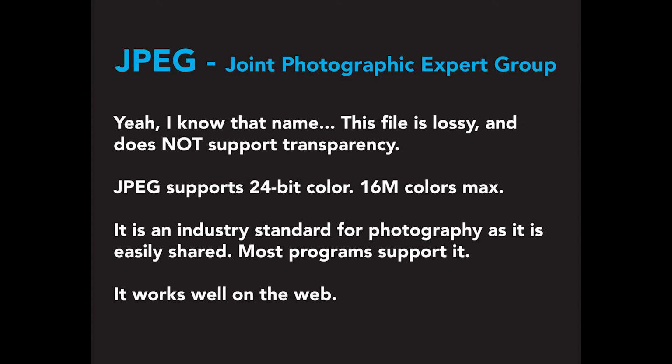The JPEG is an old standby, and yeah, the Joint Photographic Expert Group, there's a bunch of guys that got together and decided that was a great name. Obviously, they weren't great at naming. The important thing about JPEG is it does not support transparency, so if you save something with a transparency, it's going to come out as a flattened image. It does support 24-bit color, and it can contain 16 million colors maximum.